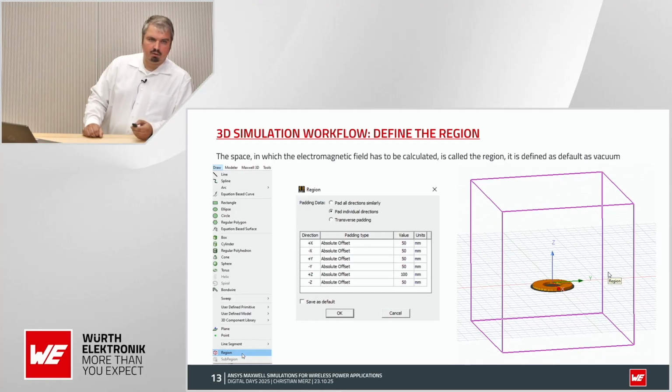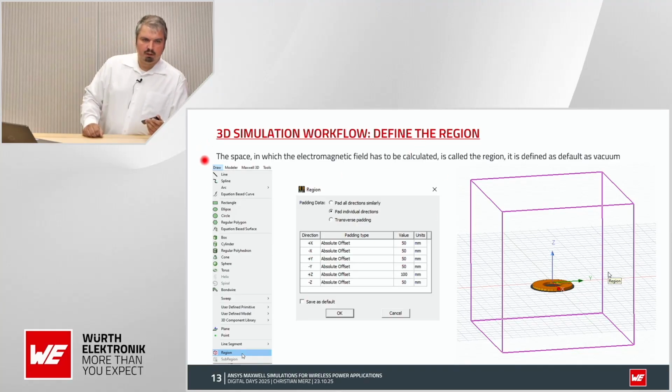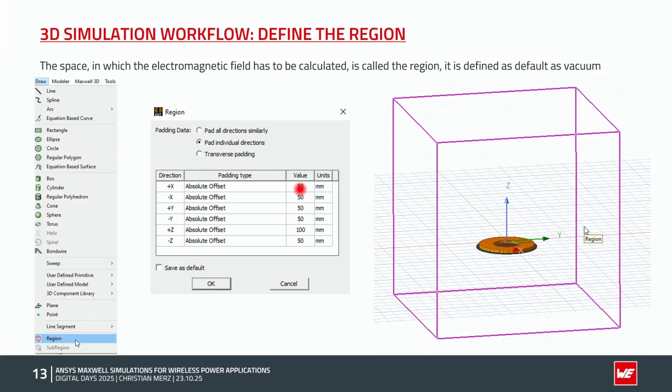To do that, we go in the menu to draw, and then we choose region. Then we have to choose pad individual directions and go to absolute offset, and then we define the maximum length, which is 50 millimeter for all the dimensions. Only for plus z direction, we choose 100 millimeter. As you can see here, then we have the region, and inside this space, the magnetic field is calculated.